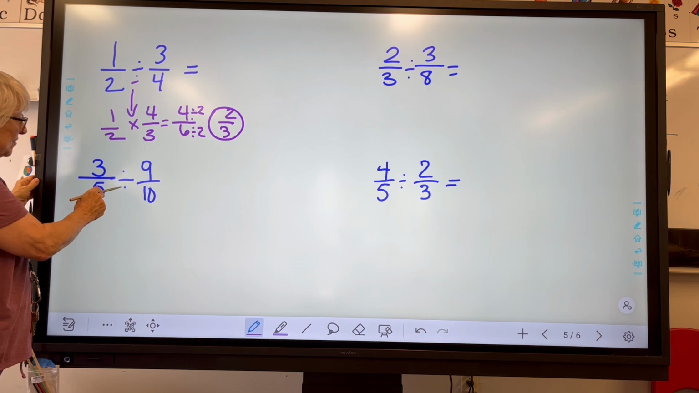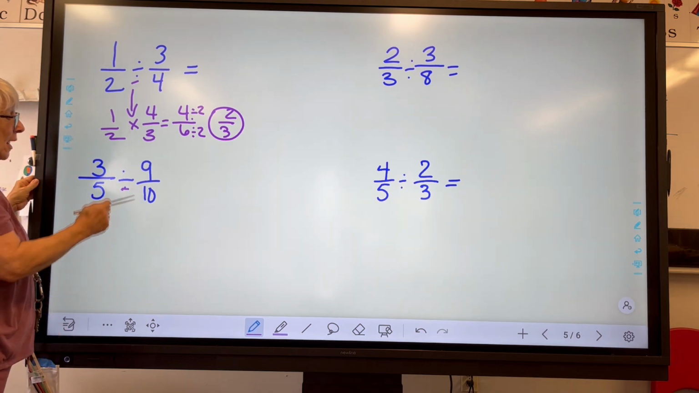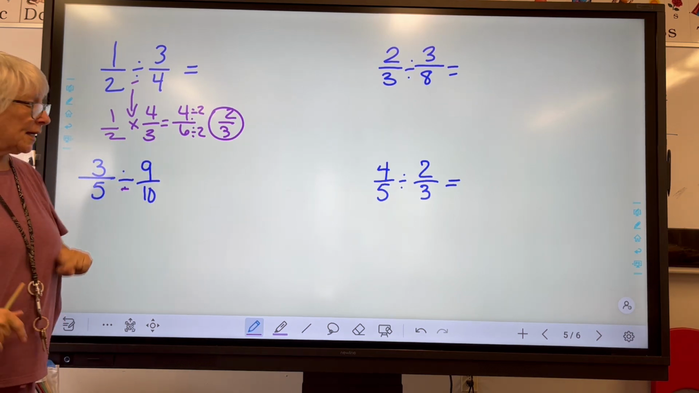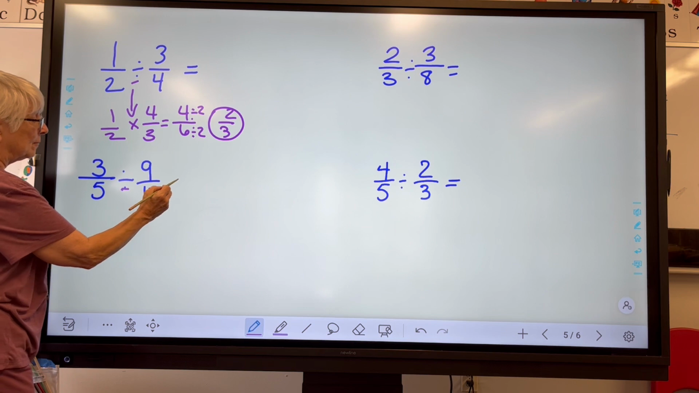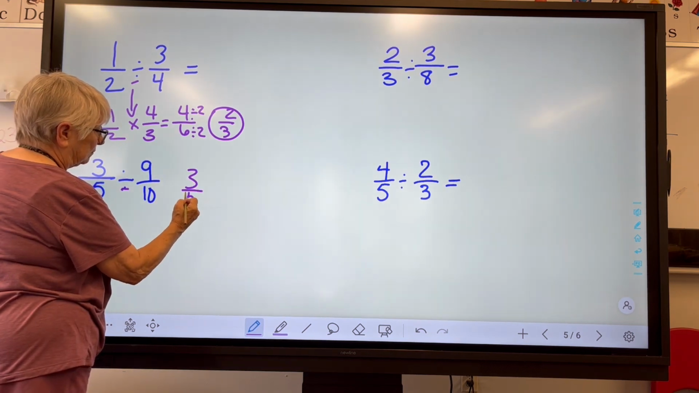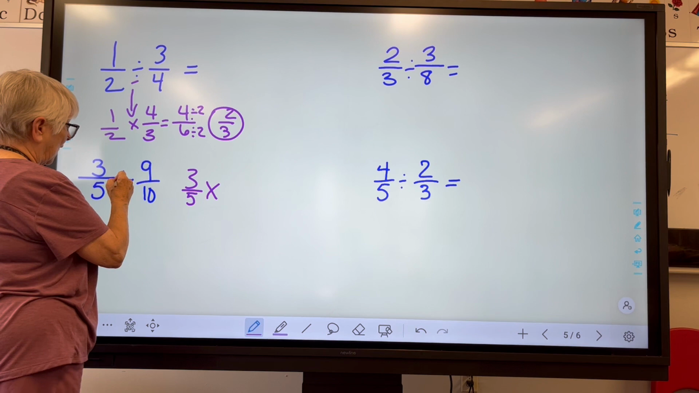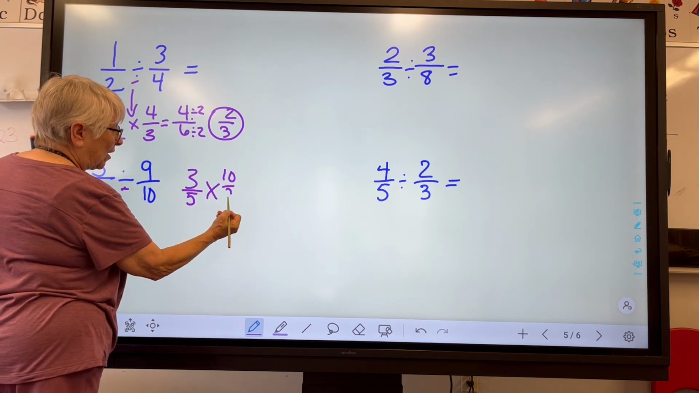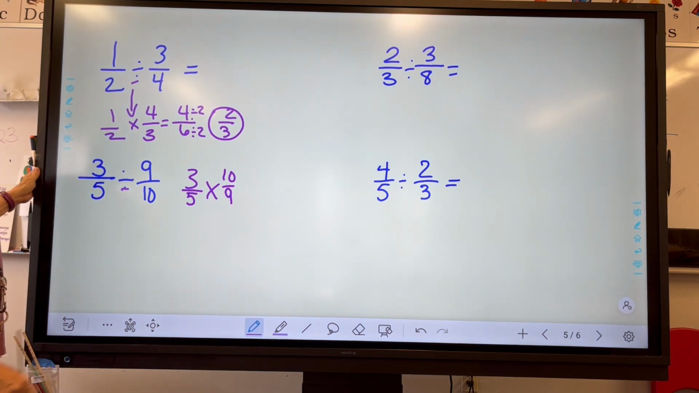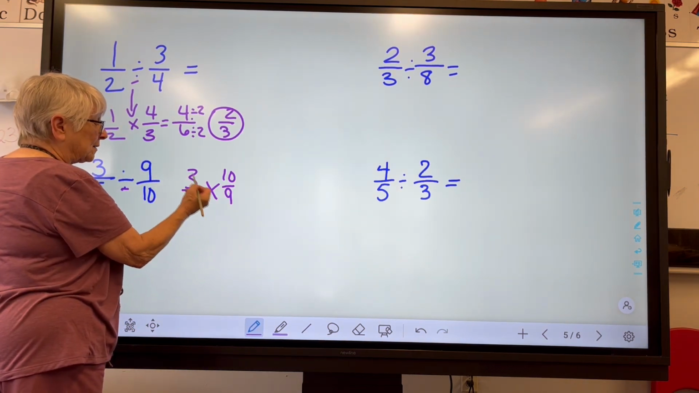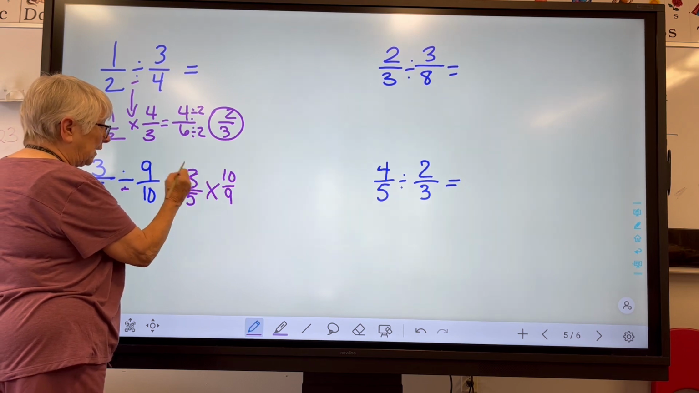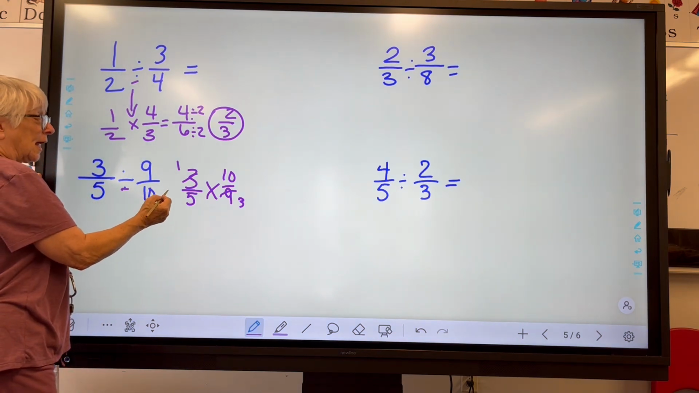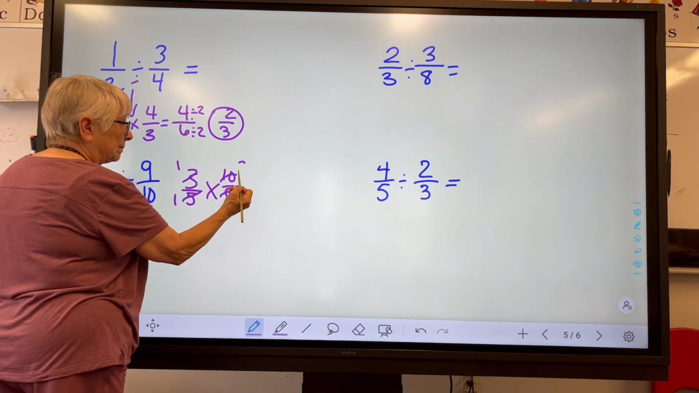We have 3/5 divided by 9/10. And since it's divided by, we invert and multiply. So this is going to become 3/5 times, division changes to multiplication, and the second one flips. Now, I can pre-reduce here, because the 3 goes into the 9. And the 5 goes into the 10.